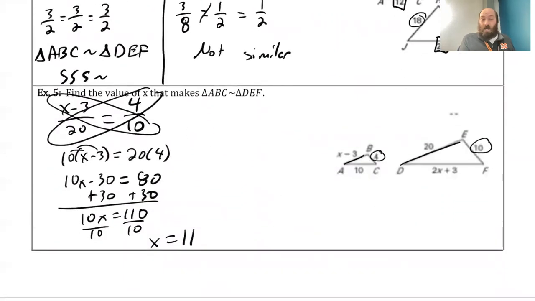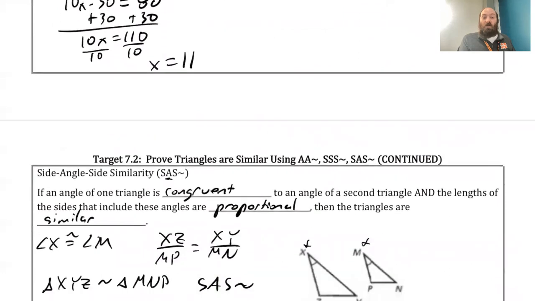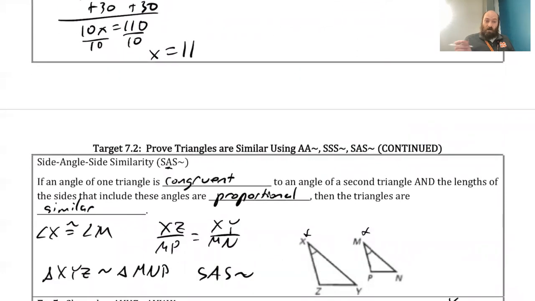And then there was side angle side. So if two pairs of sides are proportional and their included angles are congruent, then the two triangles are similar to each other. Okay, so three main reasons. That's what you're going to use to work through some of our similar triangles here.